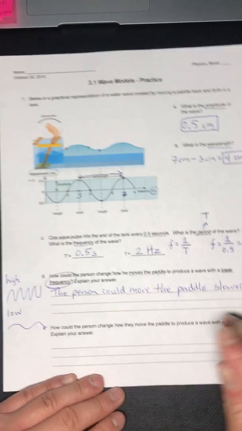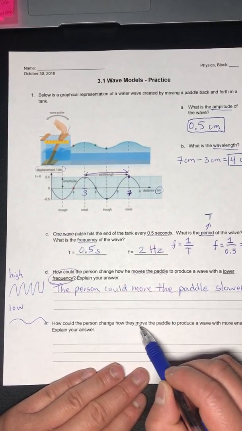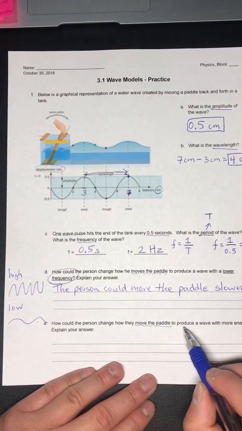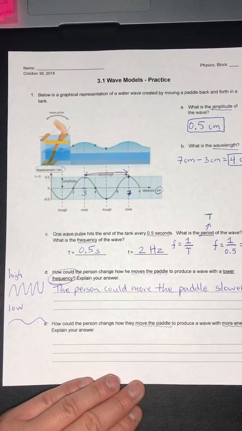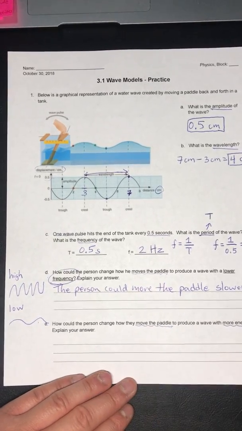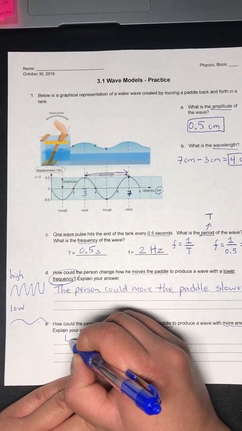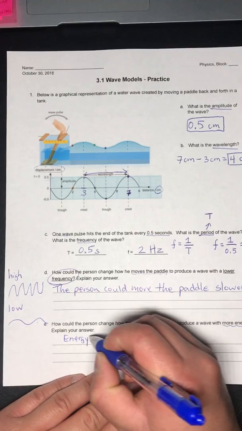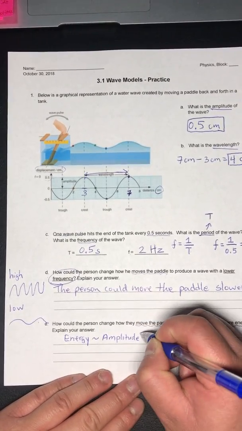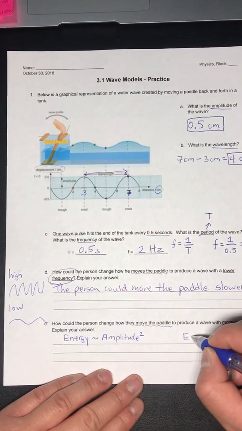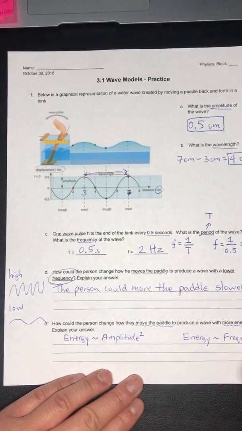That's it. Moving on. How could the person change how they physically move the paddle to produce a wave with more energy? Explain your answer. Remember, there are two mathematical relationships that involve energy. Energy is proportional to the amplitude squared, which is second power, and energy is proportional to frequency.